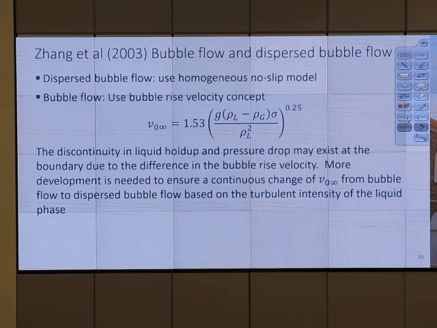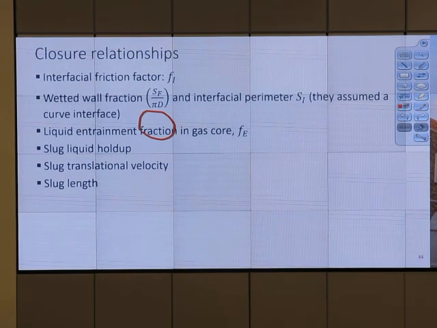Chang notes that there's still a discontinuity because there's a discontinuity in the slip velocity. From bubble flow to this other bubble flow, there's still a jump. They need more development to not have the jump in that part. Other than that, you don't really have the jump because everything is a continuous function. The friction factor is needed.